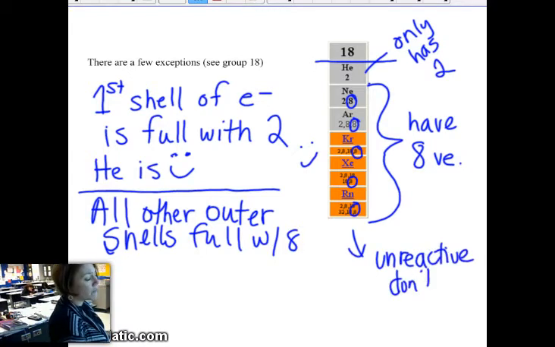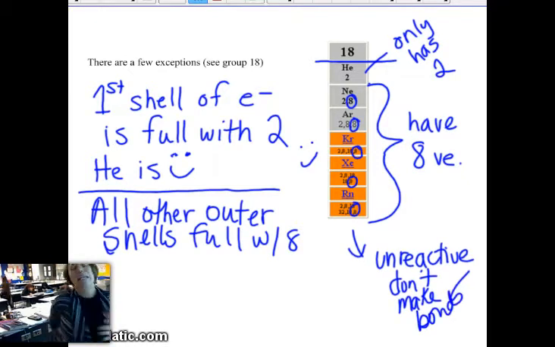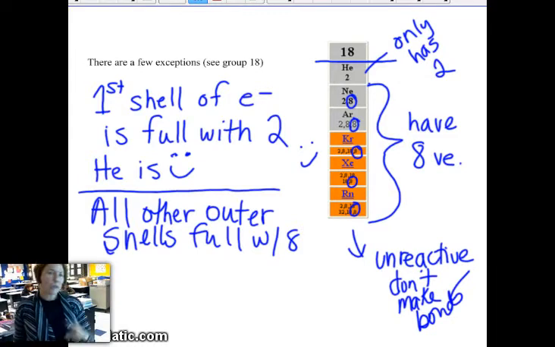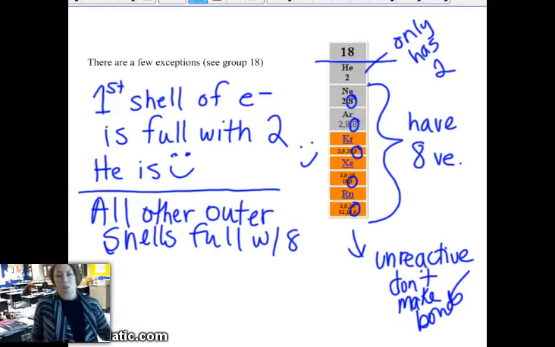So helium, even though helium has 2 valence electrons, we do not put it with group 2 on the periodic table because it doesn't behave like group 2. It behaves more like group 18. It does not make bonds with other elements. Helium is unreactive.